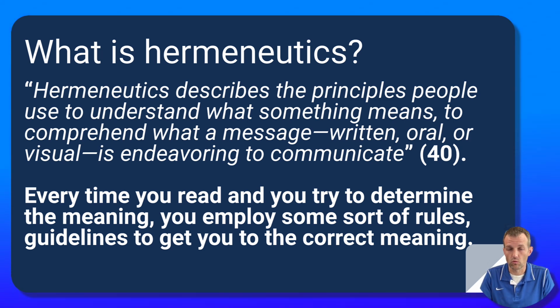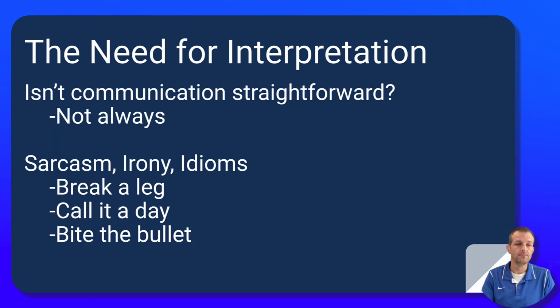We learn these rules in school growing up, and then we continue to build on it. We learn how different genres might give meaning. So, for example, if you're reading a comic book, you are going to use a different set of principles or guidelines than you are if you're going to be reading a book on law. But all of that goes into what is known as hermeneutics, trying to understand or comprehend what a message is trying to communicate.